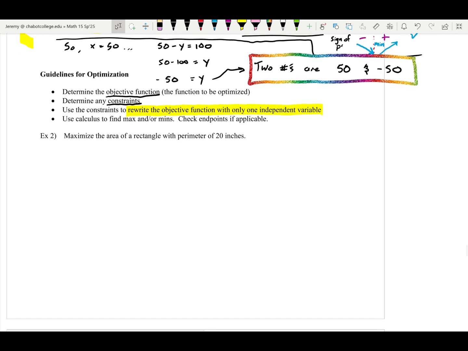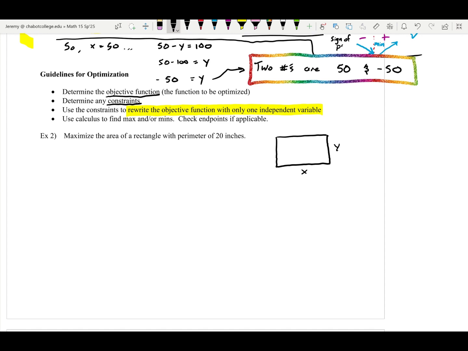Let's try another one. This one, we want to maximize the area of a rectangle with a perimeter of 20 inches. So drawing pictures is really helpful. A lot of these problems will have sort of a geometric element to it. We're talking about a rectangle. There's a rectangle. I'll label these sides. How about this is x and this is y?